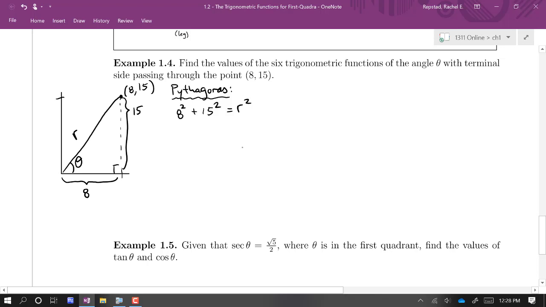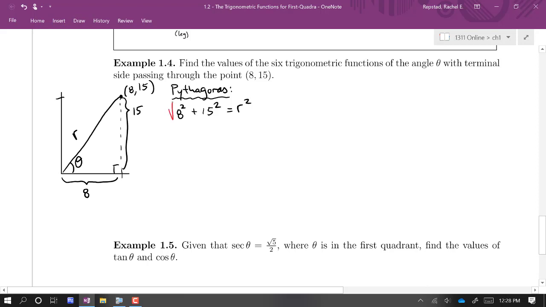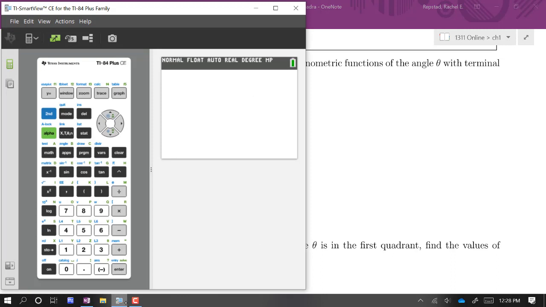And if I know what r squared is, then to find r, we're going to take the square root. Now some folks like to find 8 squared plus 15 squared first and then take the square root. But you can actually do the whole thing in one go. So on the calculator here, I'm going to open up a square root, and then 8 squared plus 15 squared. You'll notice it's all underneath the radical sign, and that gives us 17.